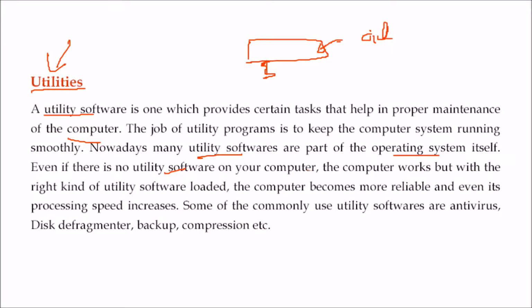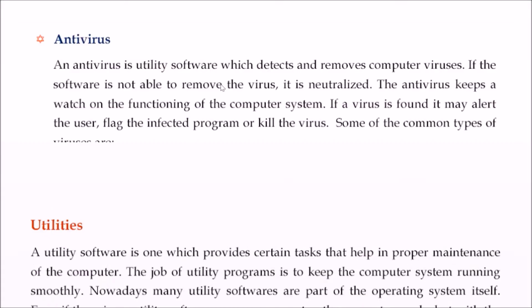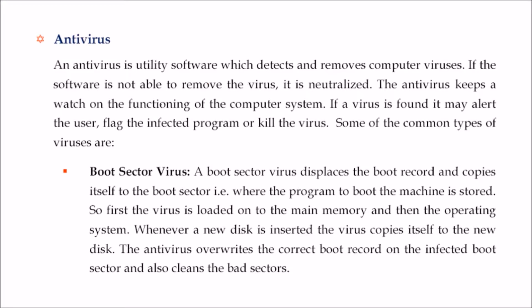There are so many utility software which are available, and because of this utility software, your computer becomes more reliable and the speed also increases. So what can be the utility softwares? It can be antiviruses, disk defragmenter, the backup, the compression. So let us discuss these utility software one by one. The first one is your antivirus. This is a utility software.